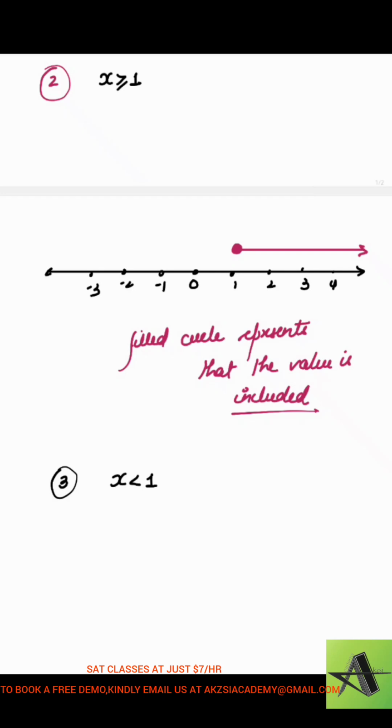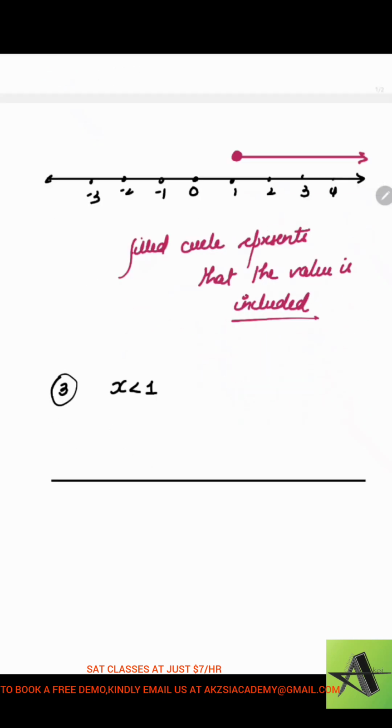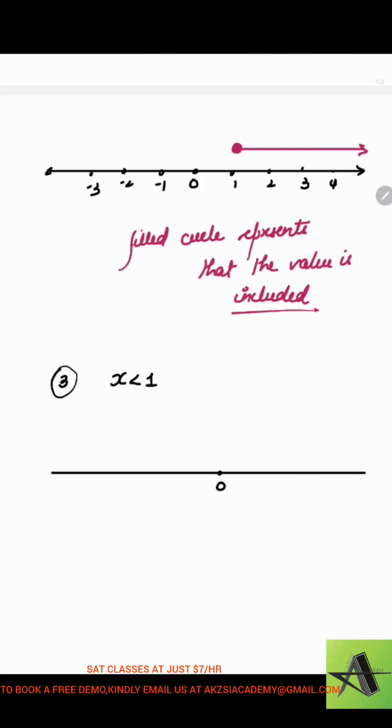So let me represent it on the x-axis. It would look like this. I'll do the same: 0, 1, 2, 3, -1, -2, -3, -4. So I'll draw a circle, and definitely it will be an unfilled circle, obviously, because we are excluding 1. And x is all values that are lesser than 1. So it will go towards this side because it includes all the values lesser than 1. It goes till negative infinity.